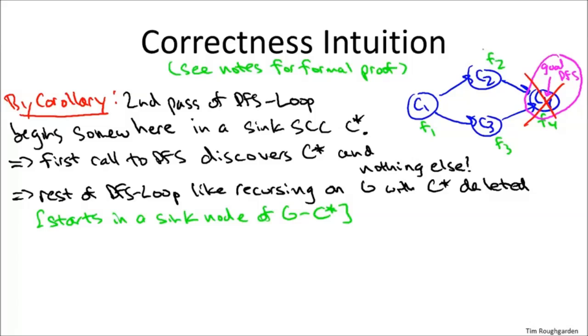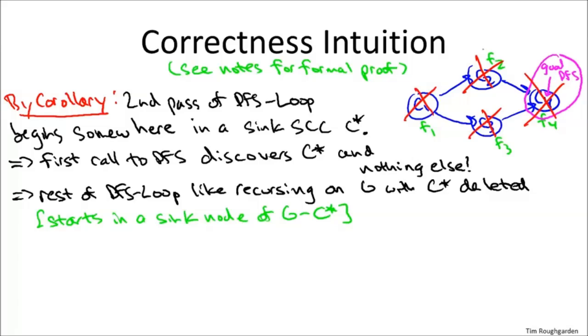So this is essentially a sink SCC. We newly discover the nodes in C2 and nothing else. Those are now effectively deleted. Now the next invocation of DFS will come from somewhere in F3, somewhere in C3. That's the only remaining sink SCC in the residual graph. So the third call to DFS will discover this stuff. And now, of course, we're left only with C1. And so the final invocation of DFS will emerge from and discover the nodes in C1.